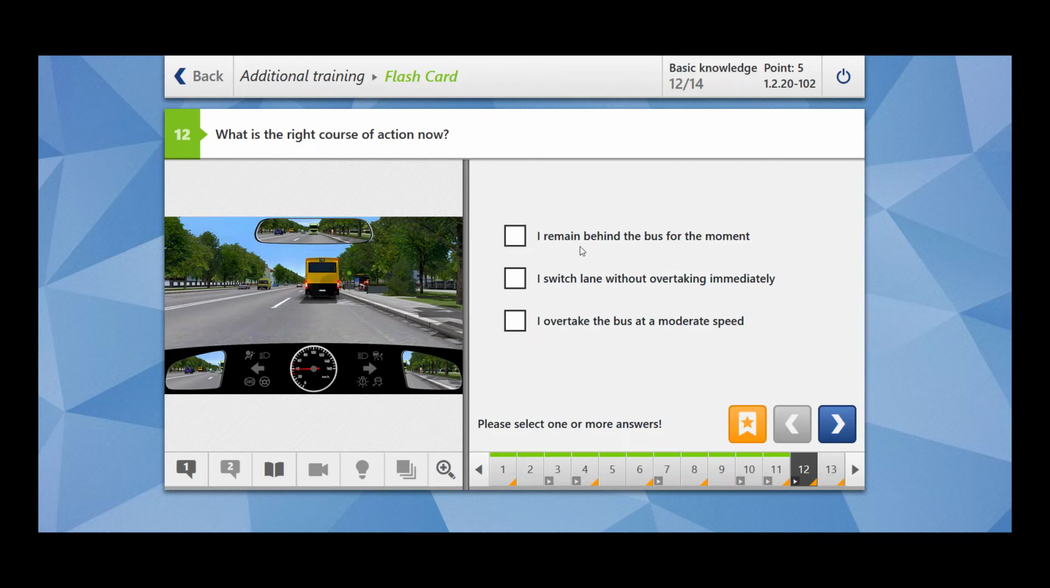I remain behind the bus for the moment. This is the correct thing to do. Because if you try to overtake, what will happen? The grey vehicle is now in your blind spot. It could cause a collision. I switch lane without overtaking immediately?